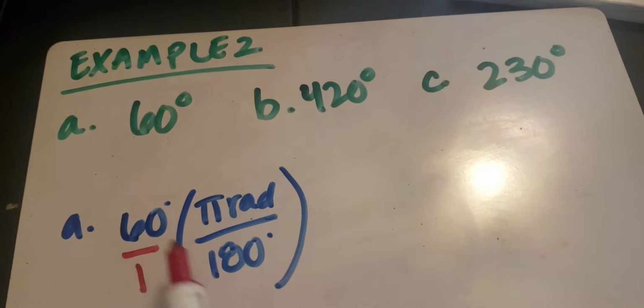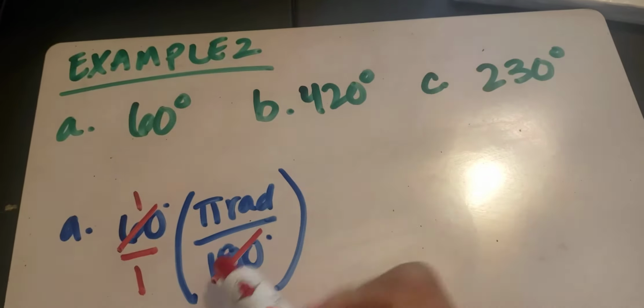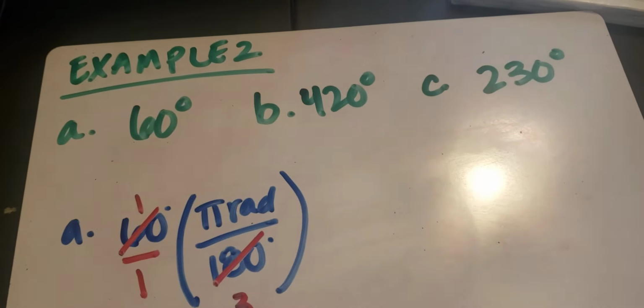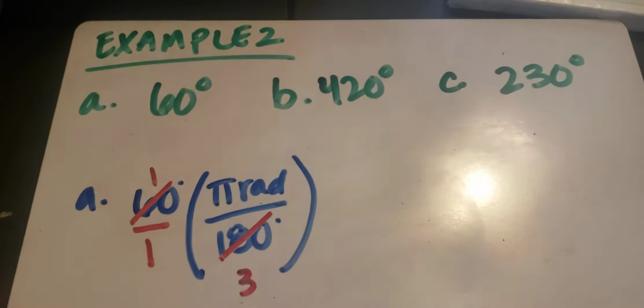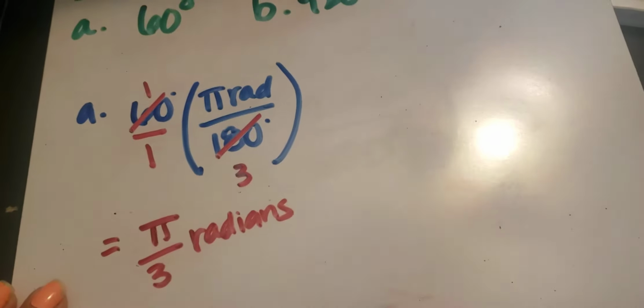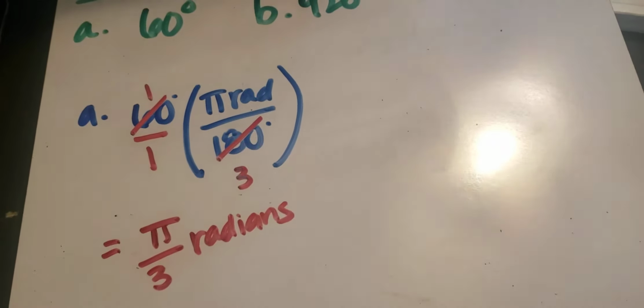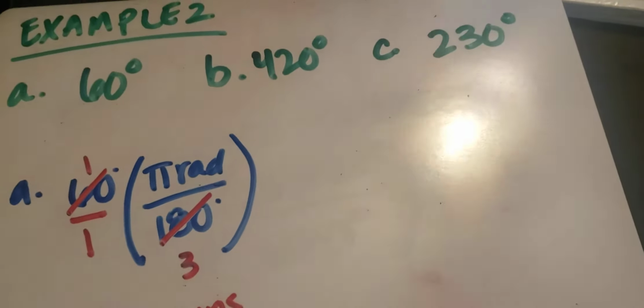I can simplify the degrees by 60. So this would give me 1 and this would give me 3. And so if I simplify this further, my final answer should be pi over 3, and then rad is the same as radians. Okay, that's like my unit of measure. So my final answer should be pi over 3 radians. And that's it. And you don't need a calculator. Okay, so let's do the next one. So we're going to move on to part B.